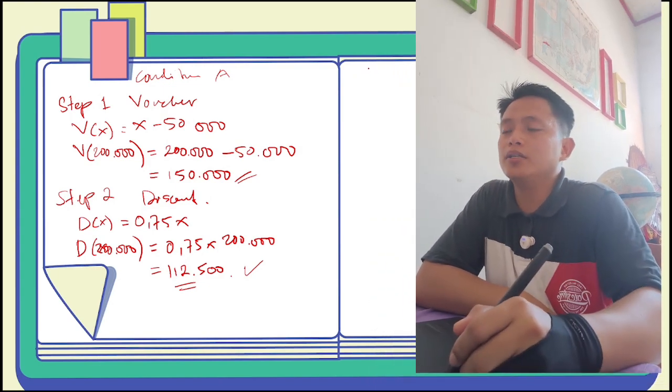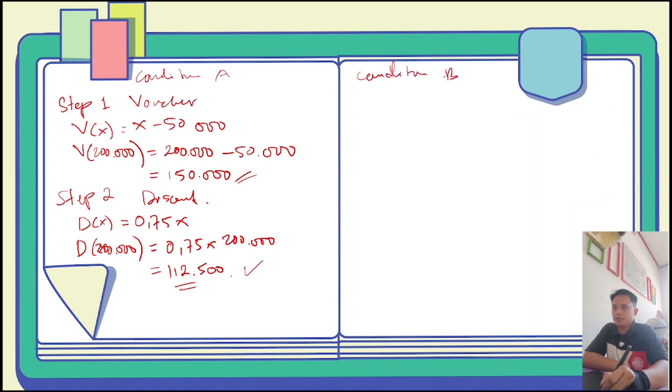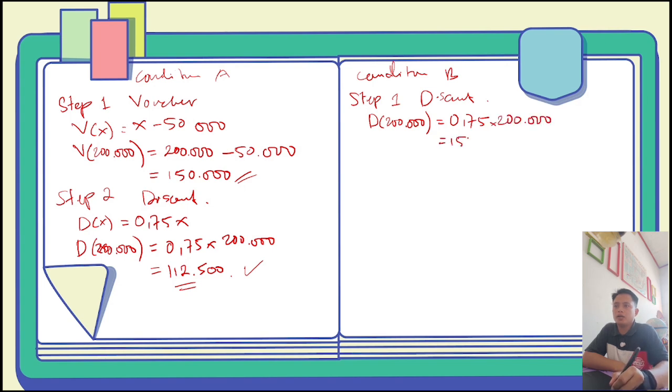Now let's see what if we change the order. We apply the discount first. So let's call it condition B. Okay, step one, we're going to use the discount first. So I'm going to just write here directly. It's going to be d of 200,000 equals 0.75 multiplied with 200,000. Then the result will be 150,000. So this is the result.